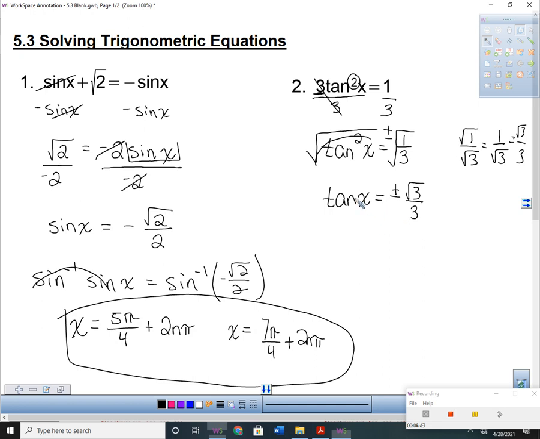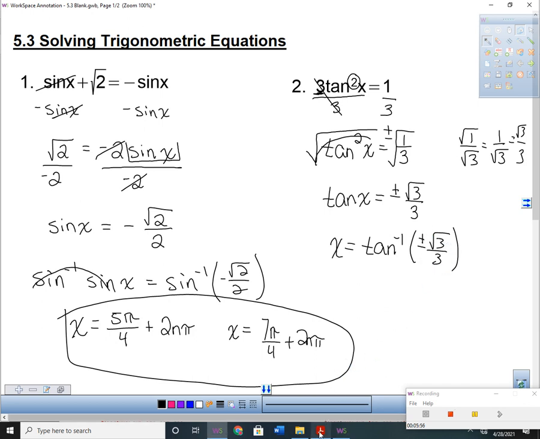And then I have to take the inverse because I'm looking for what angle has a tangent of this, right? So this is x equals tan inverse of plus and minus the square root of 3 over 3. So I am looking for an angle that has a tangent value of square root of 3 over 3, and I'm looking for angles that have a tangent of negative square root of 3 over 3.